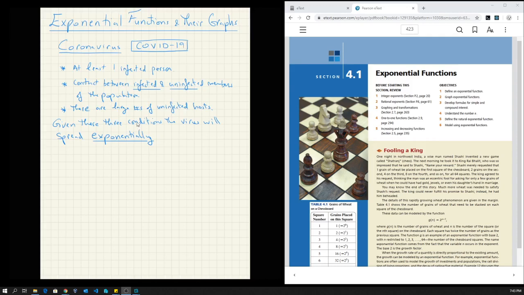And obviously the third condition is something we can't necessarily control. But if it's true, it's going to keep the virus going, right? Because the virus, so think of it this way. Let me give you this scenario.